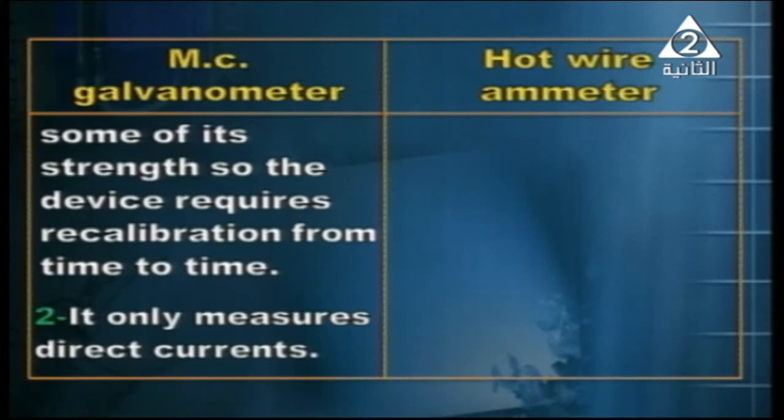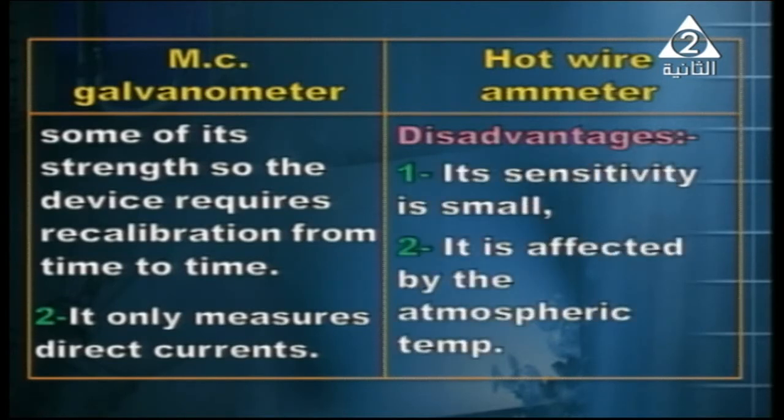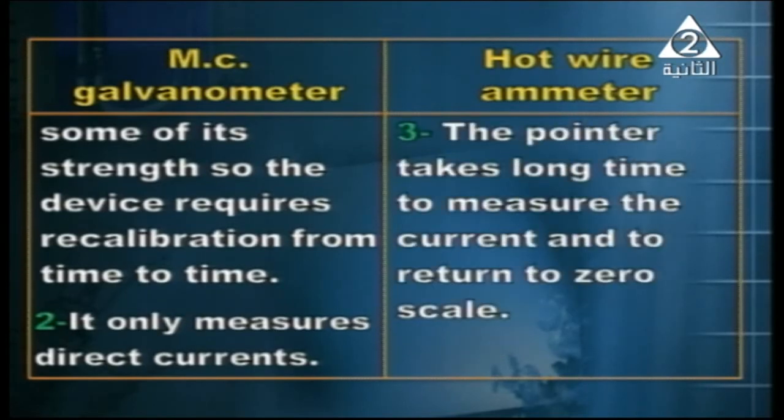And what about disadvantages of the hot wire ammeter? First of all, its sensitivity is small. It is affected by atmospheric temperature, and it takes time. The pointer takes longer time to measure the current, and it takes longer time to return to zero when the current is disconnected.